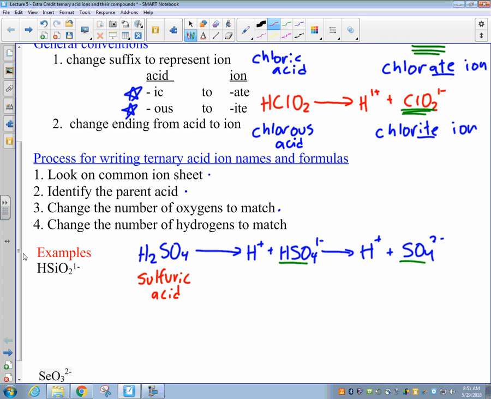We now recognize that ic acids yield ate ions, which implies the SO4, 2 negative ion formed from the dissociation of sulfuric acid will be the sulfate ion, again, ic to ate. And then that intermediate ternary acid ion, the species HSO4, 1 negative, is simply modified by adding the prefix hydrogen. So that species HSO4, 1 negative, is the hydrogen sulfate ion.